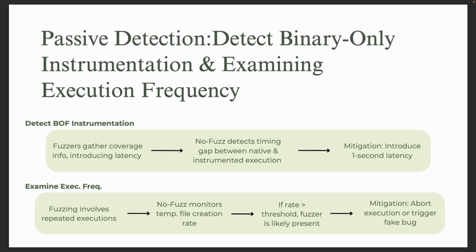The second method relies on the fact that fuzzing involves high-frequency executions. NoFuzz monitors the rate of temporary file creation. If over 16 files are created within a minute, the program assumes it's under attack. In this case, NoFuzz may abort the execution or trigger a fake bug, misleading the fuzzer into thinking a real crash has occurred.